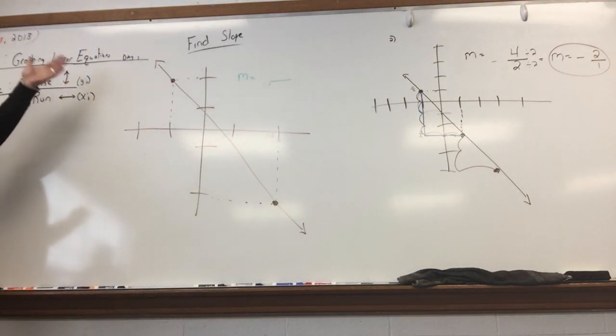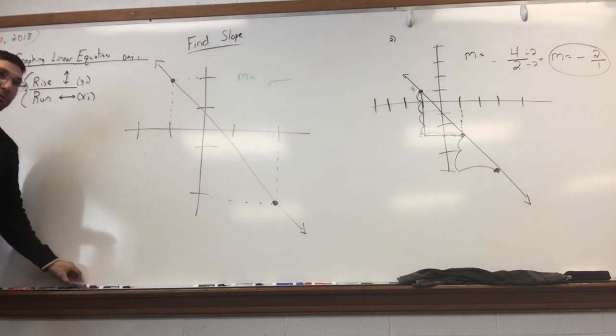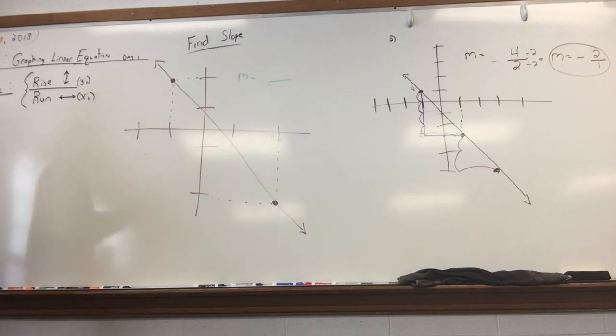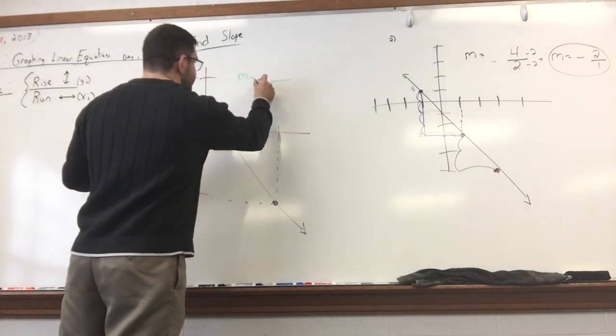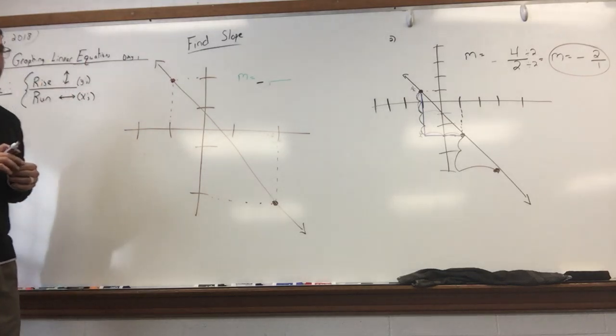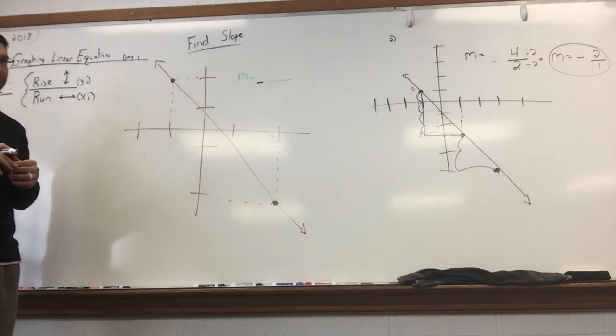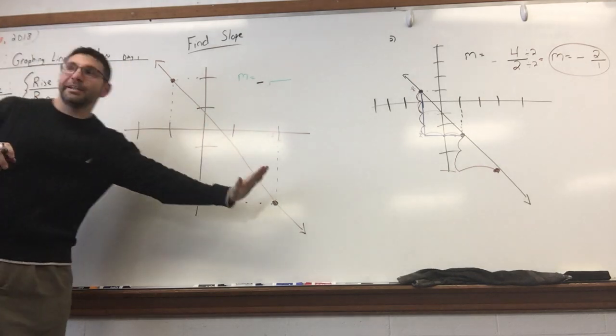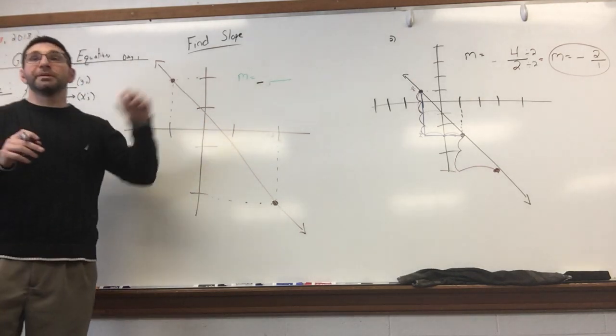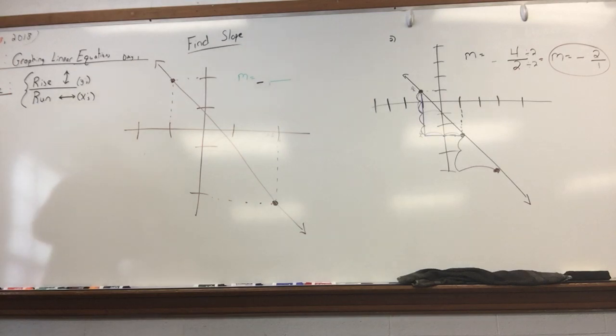Mariah, is this graph positive, negative, 0, or undefined? Look at your notes if you need to. Why? What does it say for negative? It's downhill. From left to right, it goes downhill. So we know it's going to be a negative fraction. Go ahead, keep on going.